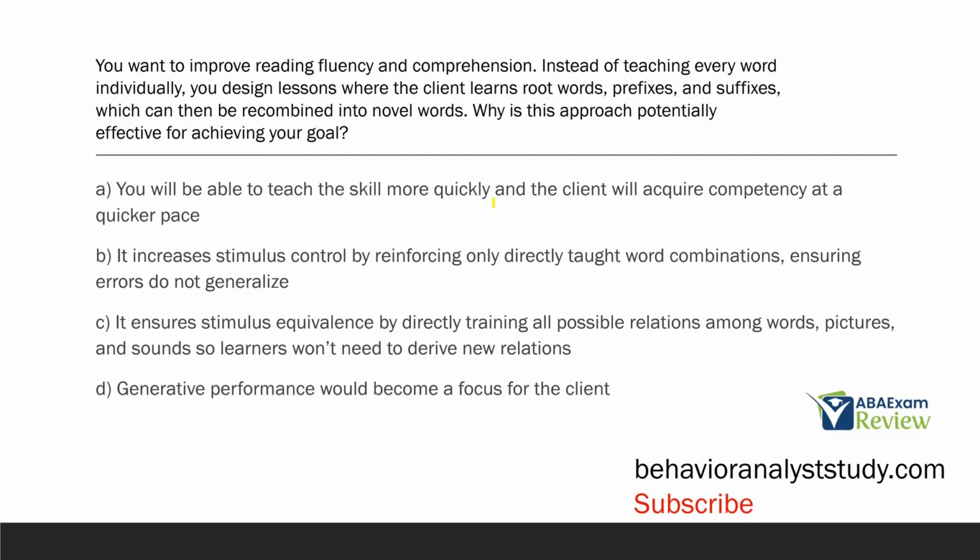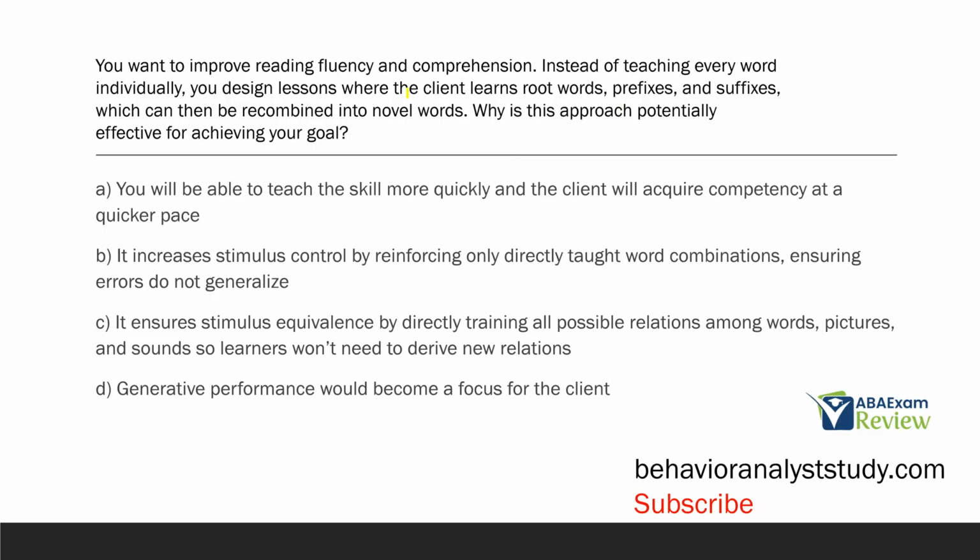You want to improve reading fluency and comprehension. Instead of teaching every word individually, you design lessons where the client learns root words, prefixes, and suffixes, which can then be recombined into novel words. Why is this approach potentially effective for achieving your goal?